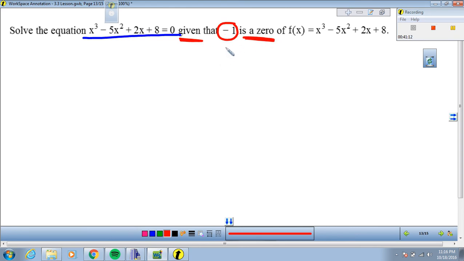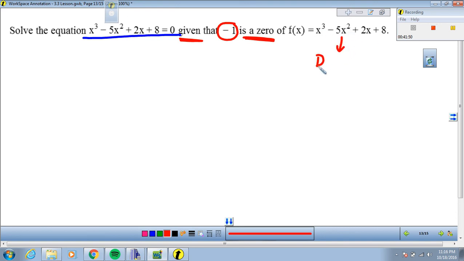What do you mean negative 1 is a 0? It's not that negative 1 is the number 0. Obviously, we know that, right? Remember, in the previous section, I told you that the word zeros are the same thing as solutions, sometimes x-intercepts. So here they're telling you that this is one of the solutions of this polynomial, or this equation, but you have to solve and you have to find the rest of the solutions. They're telling you that this negative 1 is a 0 of this given polynomial.